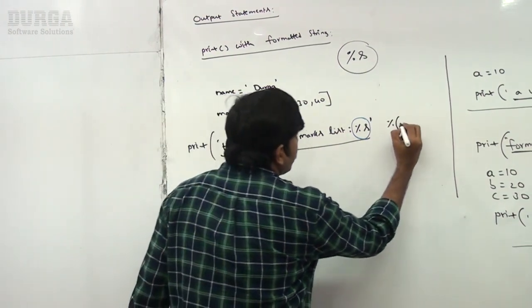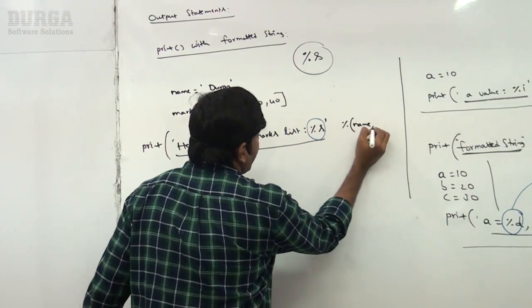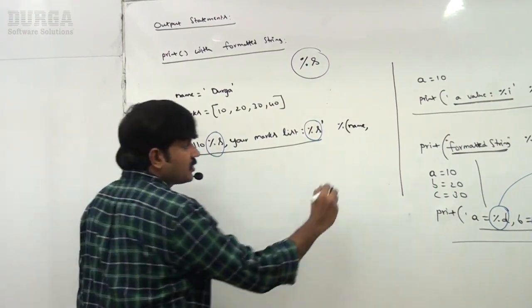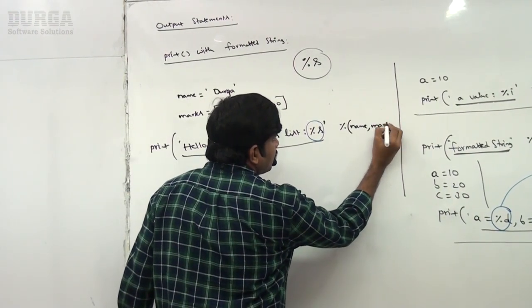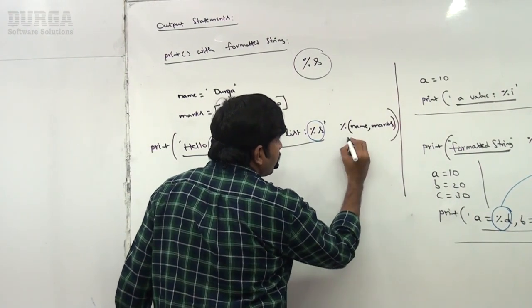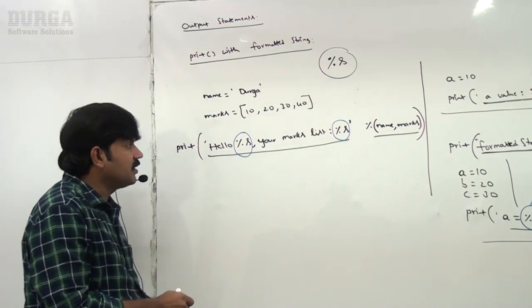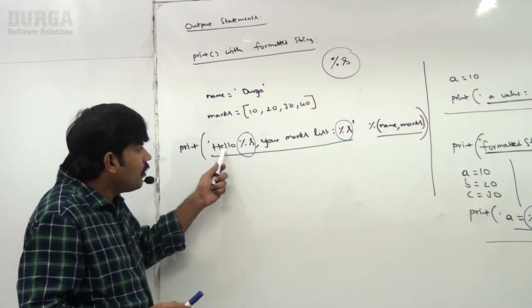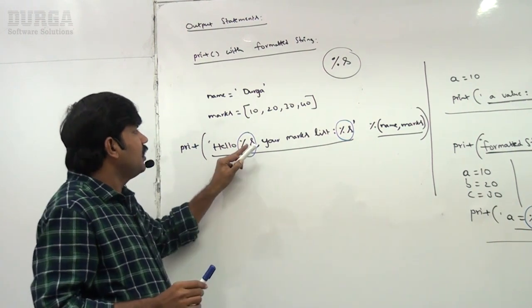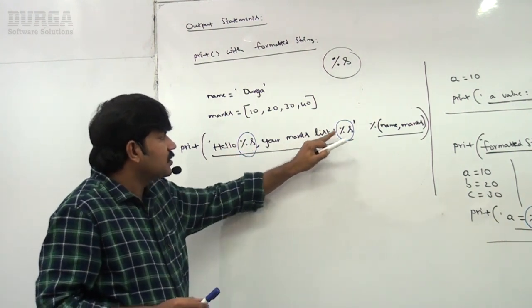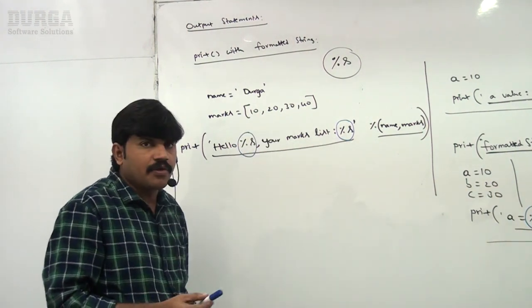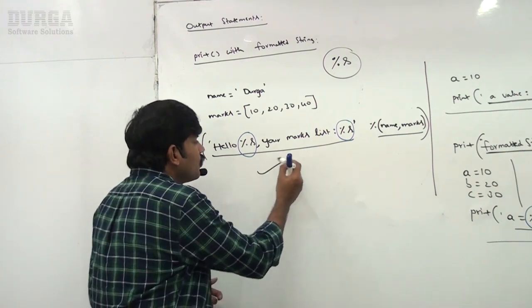The first one is replaced with the name. The second one is replaced with the marks. Are you getting it? First one replaced with the name, second one replaced with the marks, like this, right? Now hello, first one replaced with the name, which means Durga. Your marks list 10, 20, 30, 40, perfectly it is going to work.